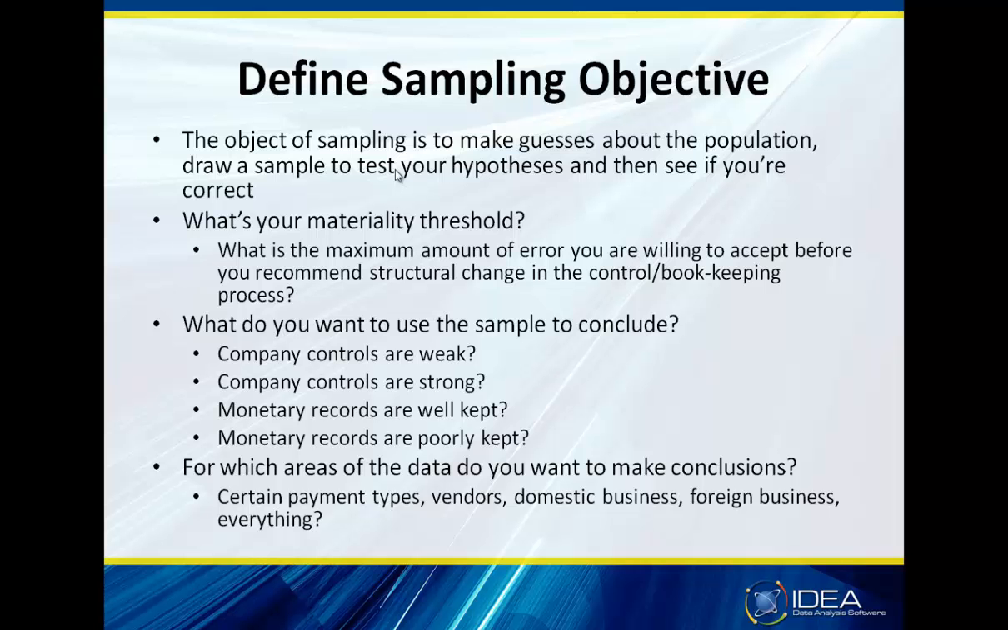You need a way to be able to break those out, because those were not broken out when the payments were made. You need to look at which areas of the data you want to make conclusions about. You want to consider certain payment types, vendors, domestic business, foreign business. Do you want to say something, a conclusion about everything in the data? Or do you want to say something about only a particular set of vendors? Or do you only want to say something about your domestic business and not foreign business, or just foreign business by itself? This allows you to define the scope of how to perform the sample so that you can create a sample that does exactly what you want it to do.